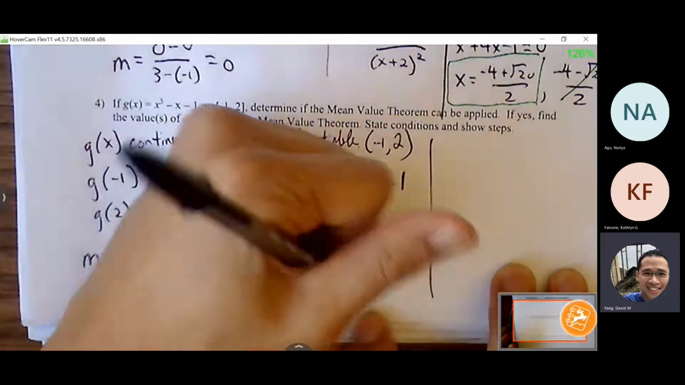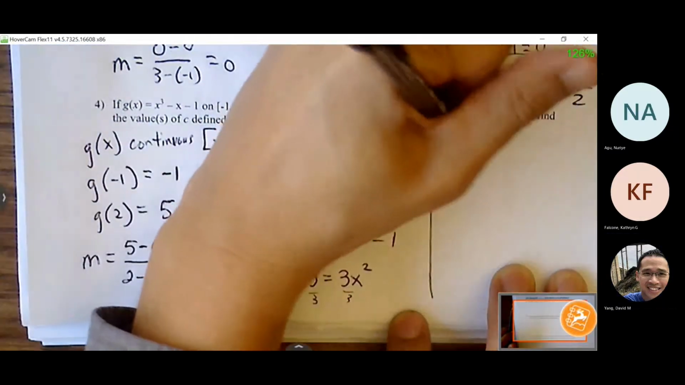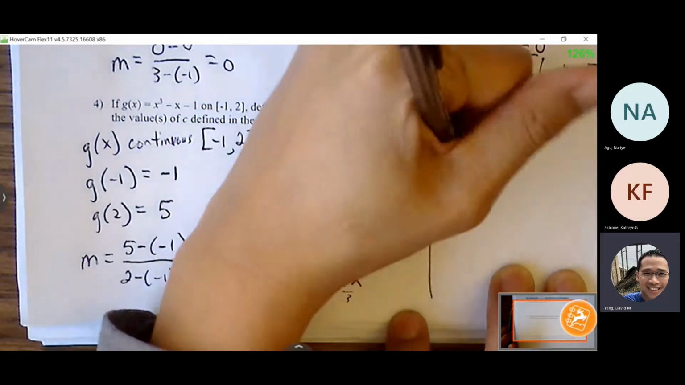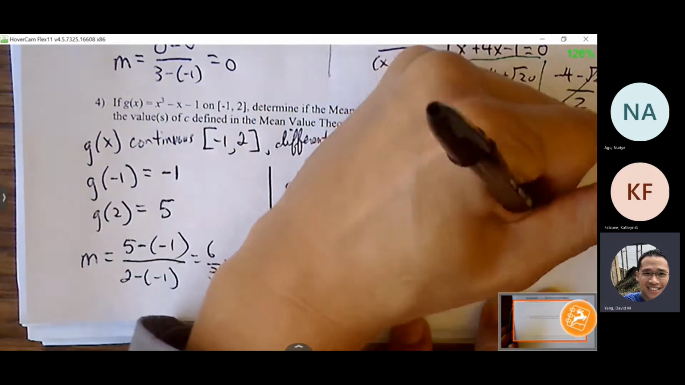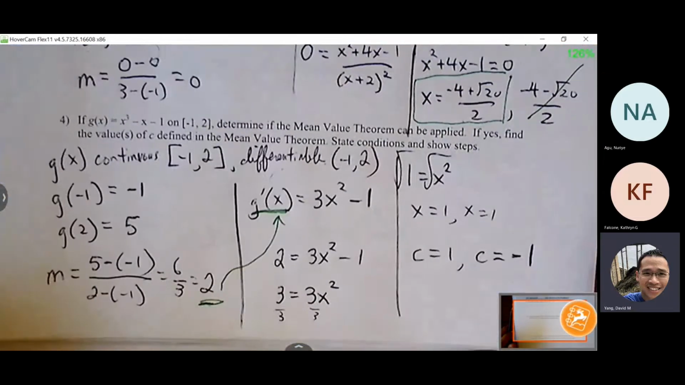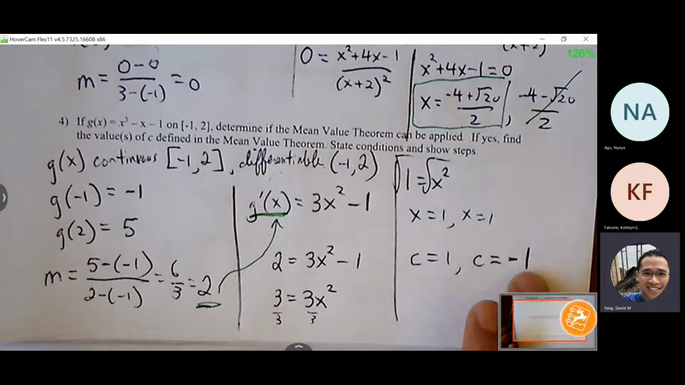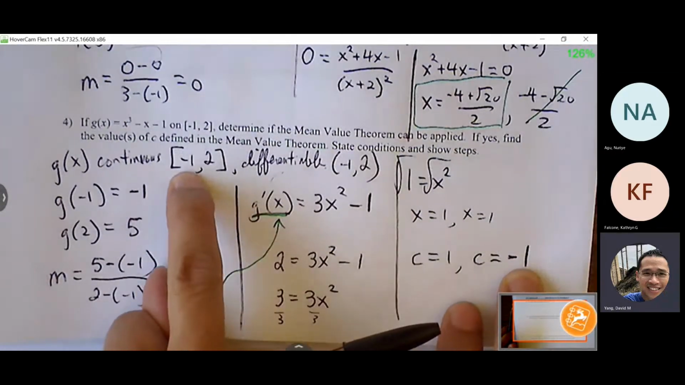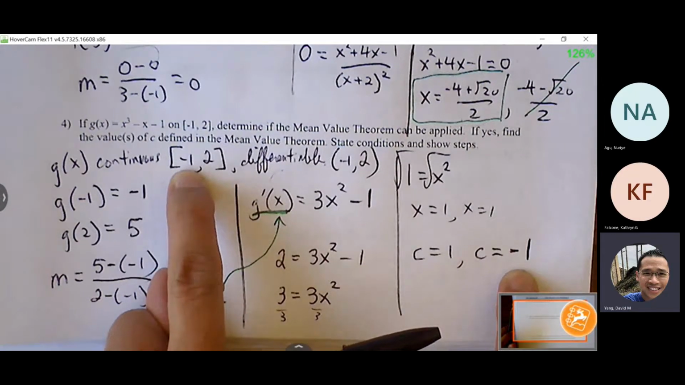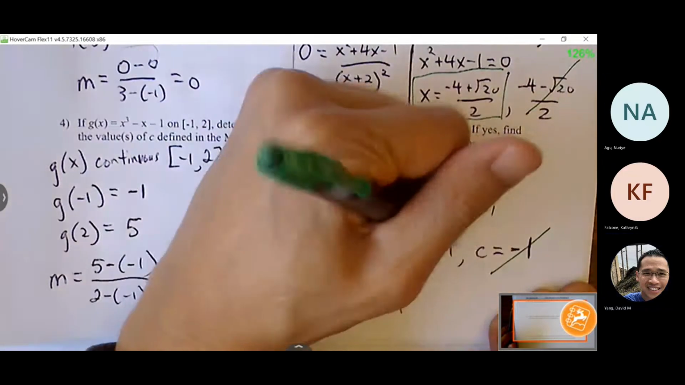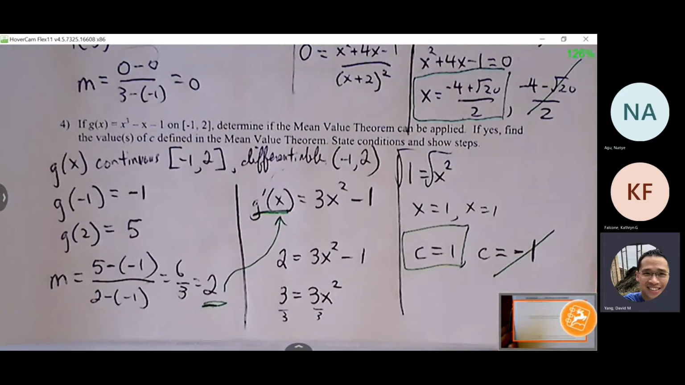Divide both sides by 3. Take the square roots. I get 1 and negative 1. C is 1 and C is negative 1. But can I keep both? Yeah, negative 1 is close, but it's not good enough. It's at the endpoint. It's got to be between if we want to keep it. That's really picky, right? It needs to be between the endpoints. This one is out. Okay, any questions?